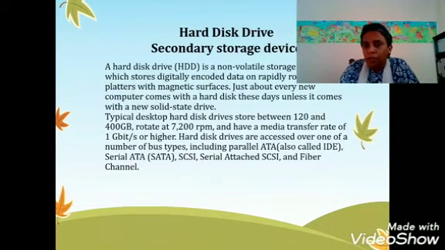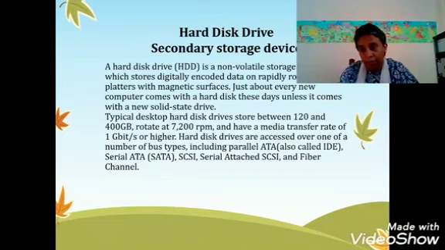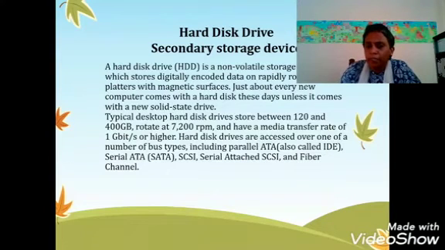It is a non-volatile storage device which stores digitally encoded data on rapidly rotating platters with a magnetic surface. Just about every new computer comes with a hard disk these days, unless it comes with a new solid state drive. A typical desktop hard disk drive stores between 120 to 400 GB. The one I have shown you is 320 GB. It rotates at 7,200 RPM.